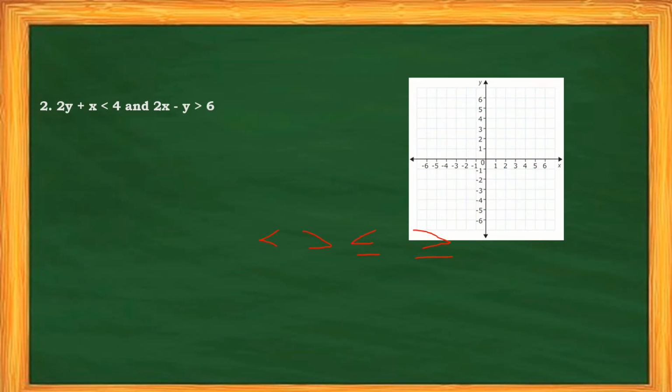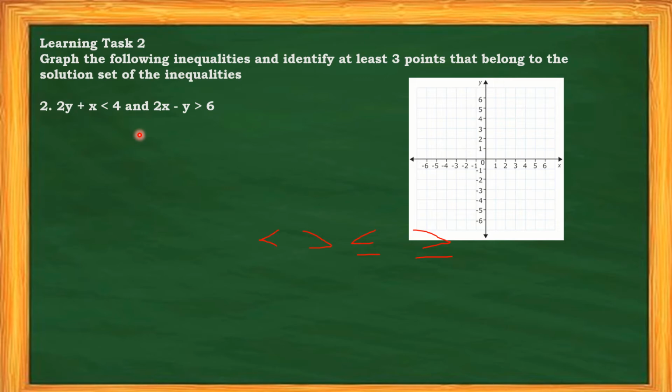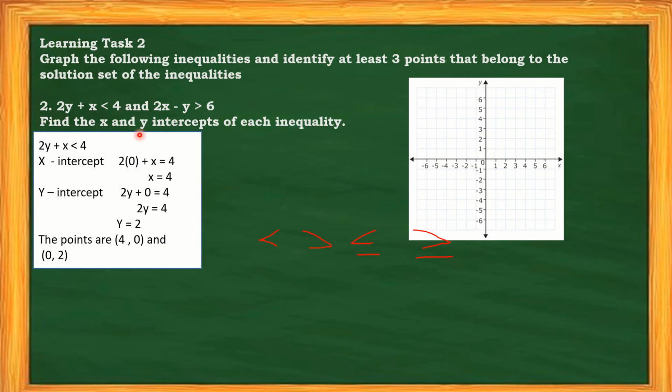So, let us have now example number 2. So, we have the inequality 2y plus x is less than 4 and 2x minus y is greater than 6. Okay, so again, find the x and y intercepts of each inequality. So, in the first inequality, so to find the x-intercept, just substitute the value of y by 0. So 2 times 0 plus x equals 4. So x equals 4. So this is our x-intercept.